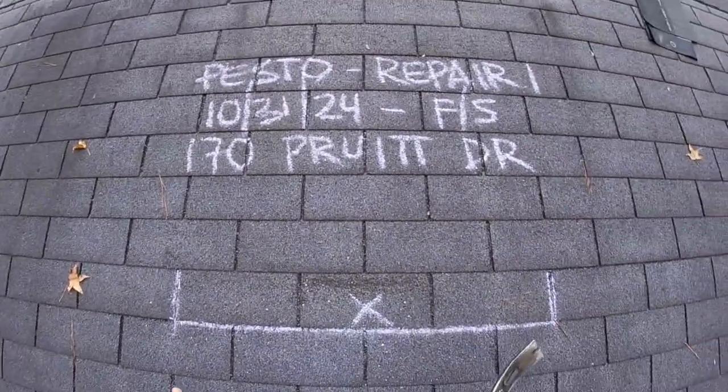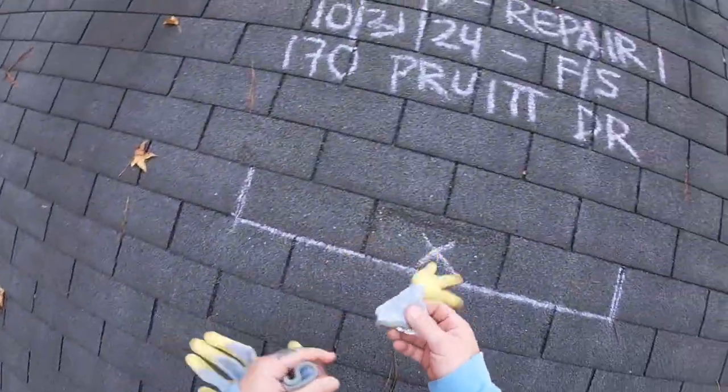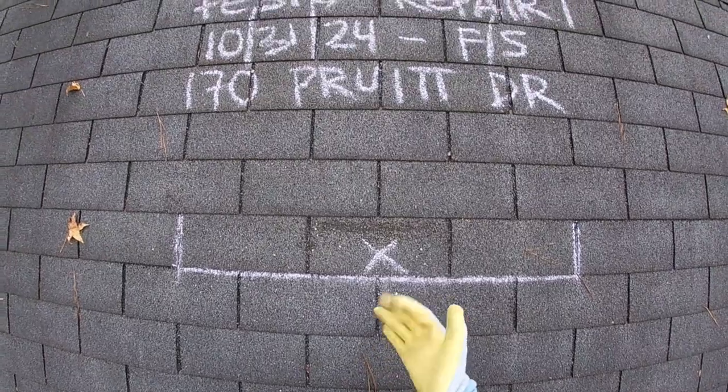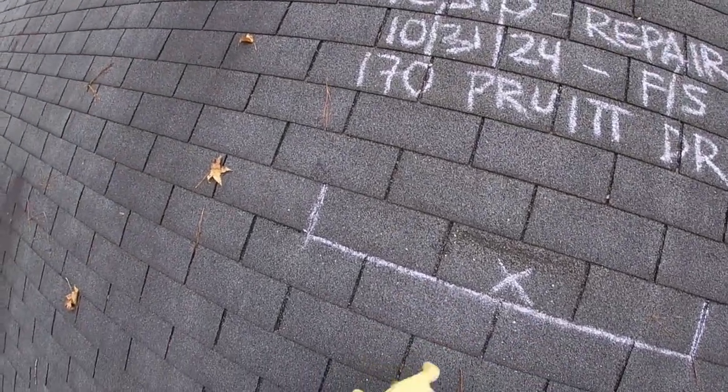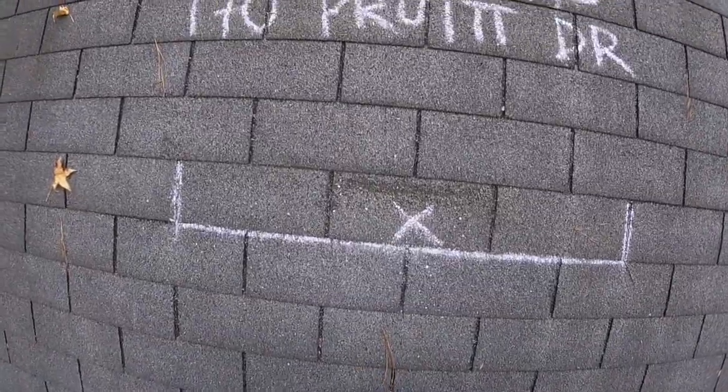So now that I've explained what I'm going to do, let's just go ahead and do it. Put my trusty gloves on. It's about 65 degrees outside. It's nice and cool. It's not too cool. So we're going to break the tar strips.